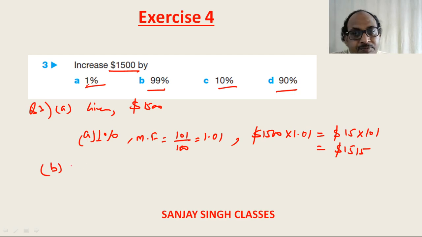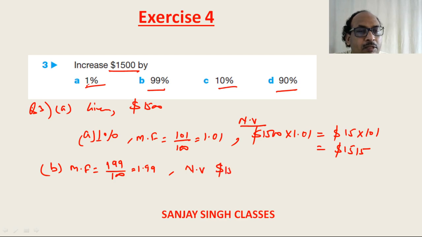Okay. Similarly for B, multiplying factor will be 199 by 100. It is 1.99, and we need to multiply for new value. This is for new value, that is $1500 into 1.99. Okay. So it is 2985.